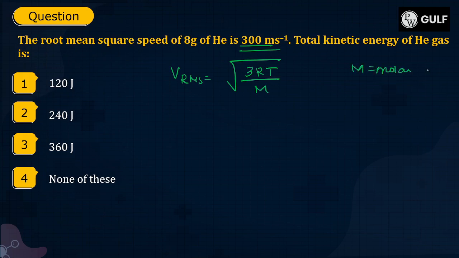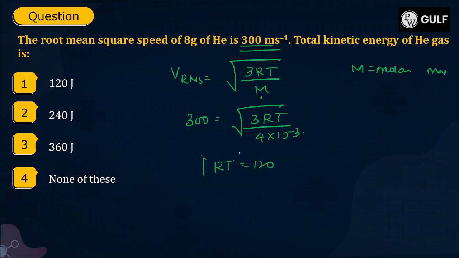So whether you take 8 grams of helium or 100 grams of helium, it is going to be dependent on the molar mass, and they have given us 300 is equal to 3 RT, we don't know. Okay, 8 grams, so I will take it as 4 into 10 to the power minus 3. So RT, I get it as 120.